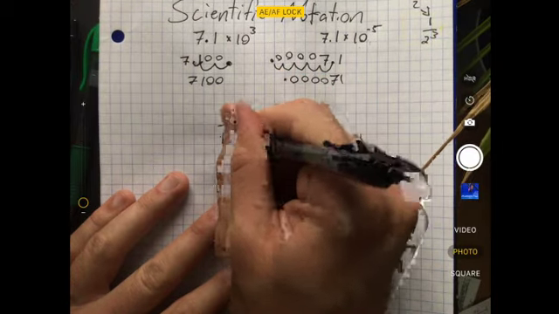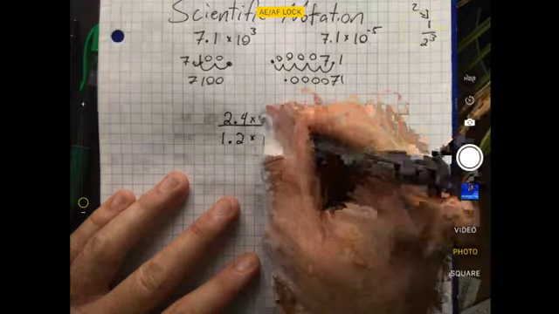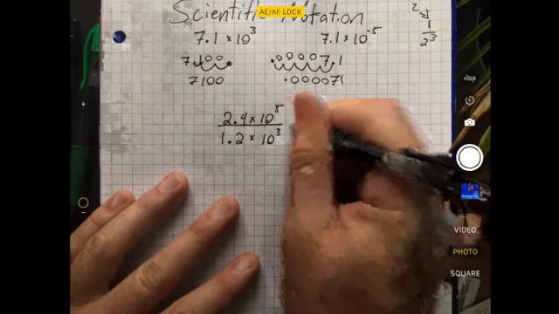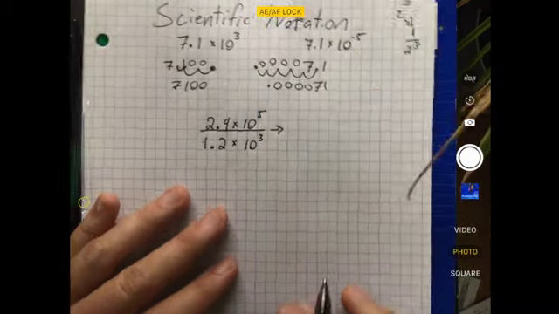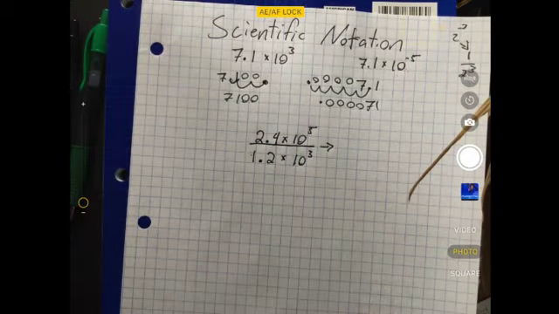Okay. Can anybody simplify this for me? 2.4 times 10 to the 5th over 1.2 times 10 to the 3rd.